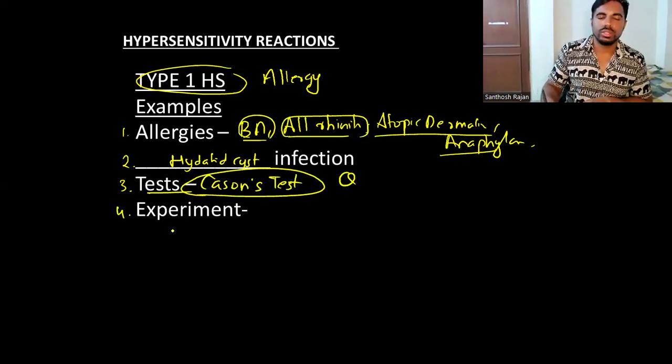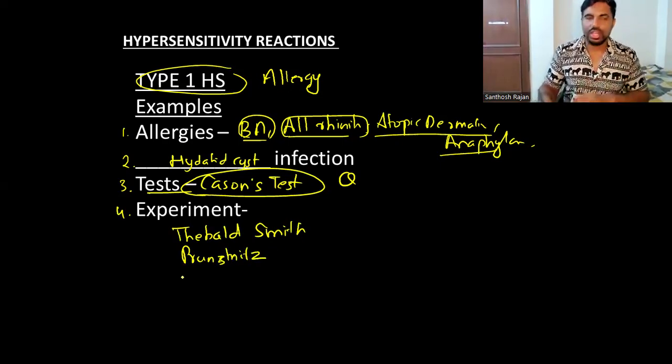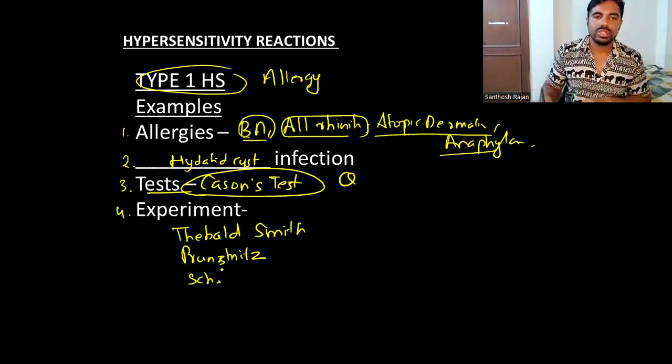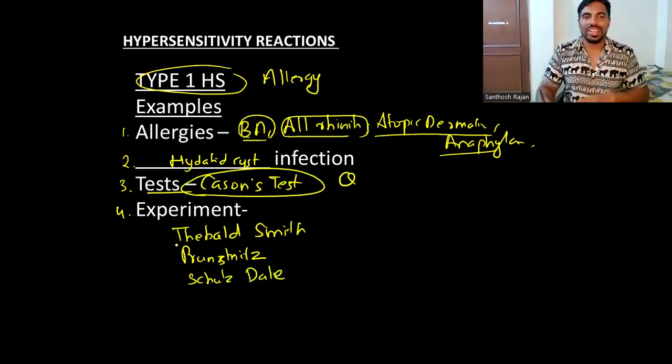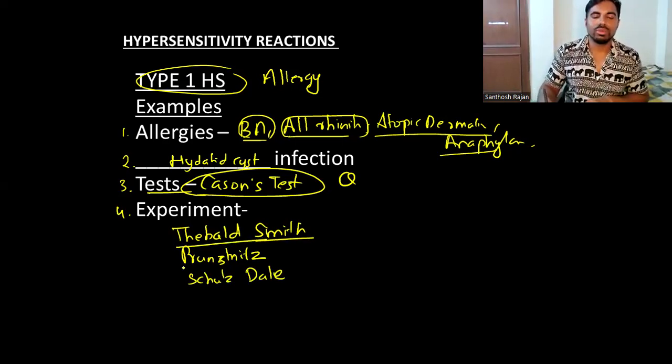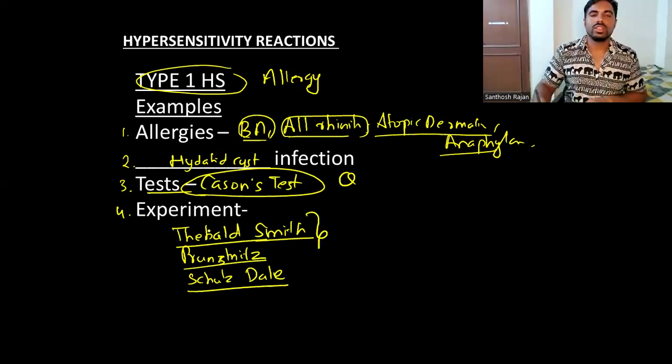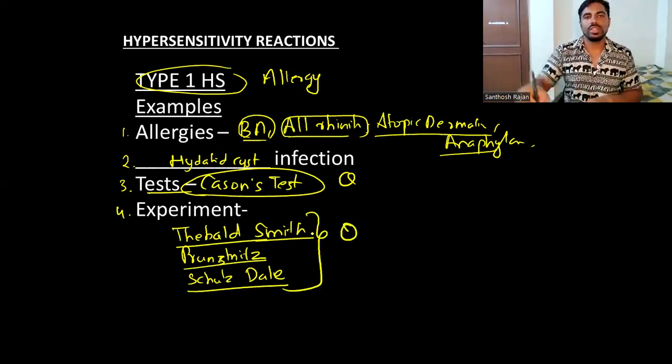Among experiments, you should know the Theobald Smith phenomenon, the Prausnitz-Kustner reaction, and the Schultz-Dale phenomenon. These are a little bit tricky words. Theobald Smith, Prausnitz-Kustner reaction, Schultz-Dale reaction. These are the three experimental reactions of type 1 hypersensitivity reaction. That's it.